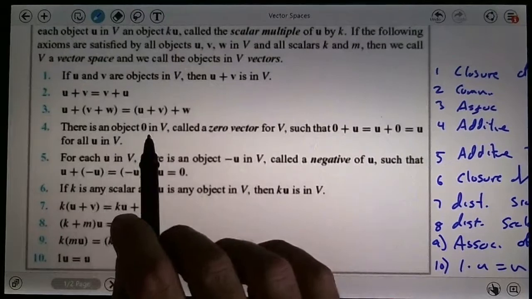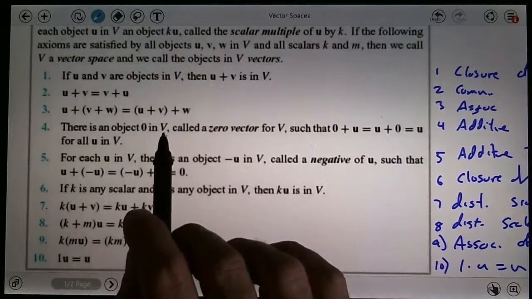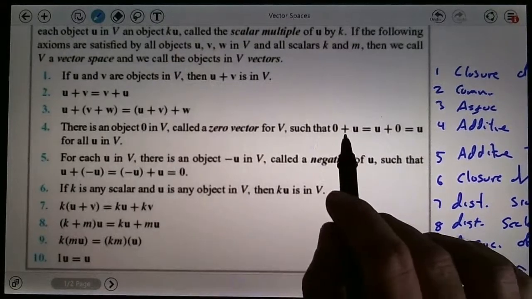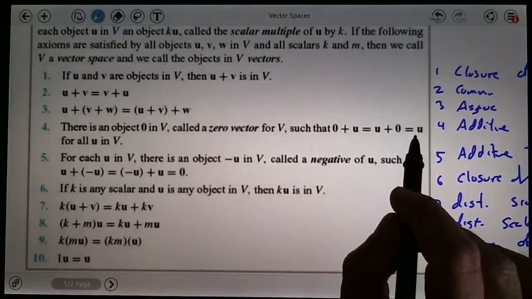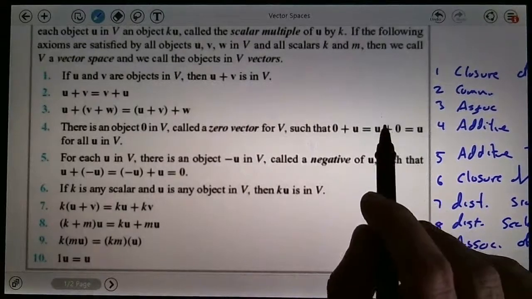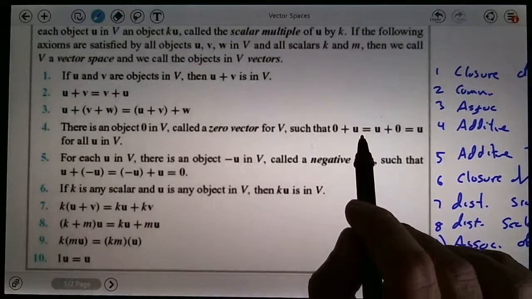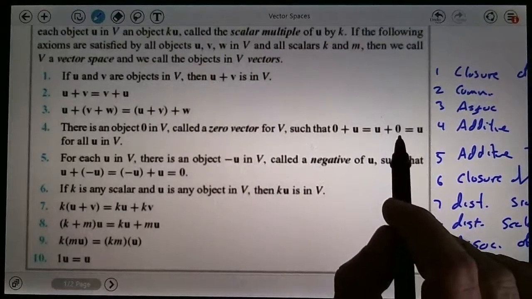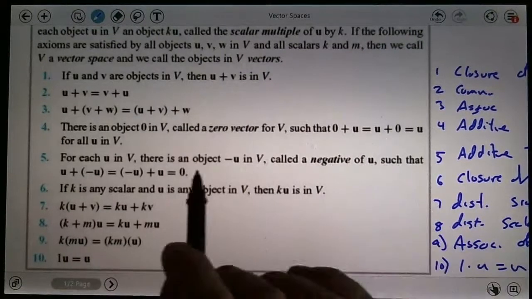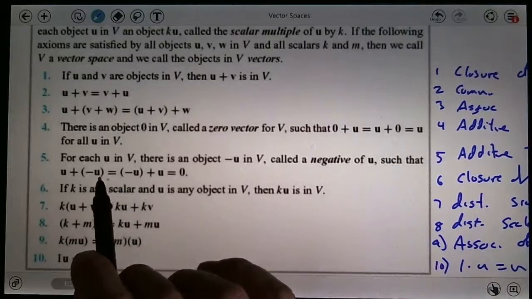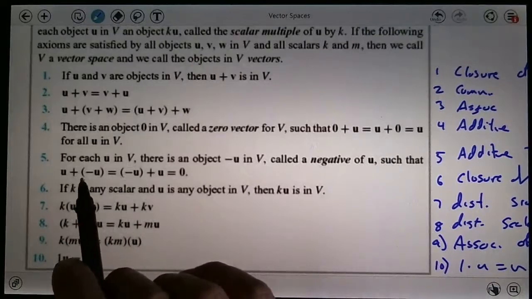Is there a zero object in V? Is there an object that when you add it to anything, you get that same thing back again? Well, I think you can see that if I take a 2 by 4 matrix that has all zeros in it, that would be my zero matrix. Do I have additive inverses? And the answer is yes.